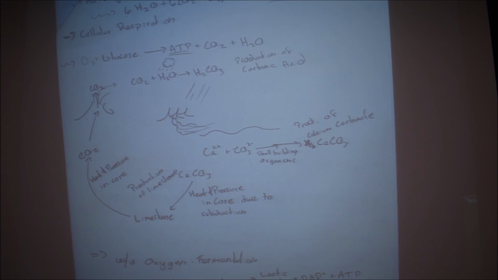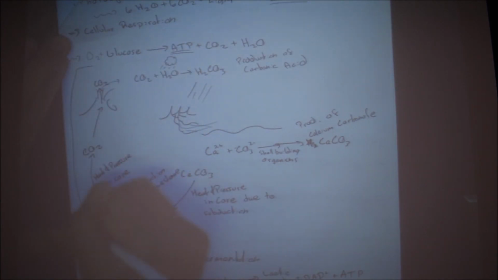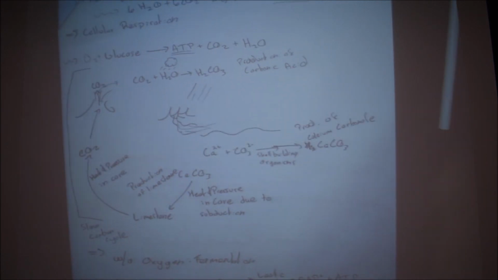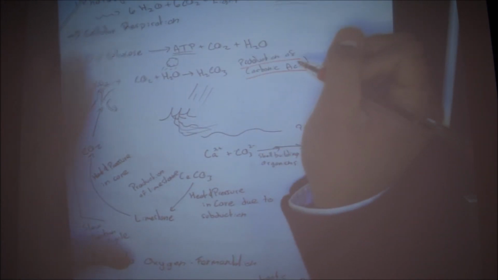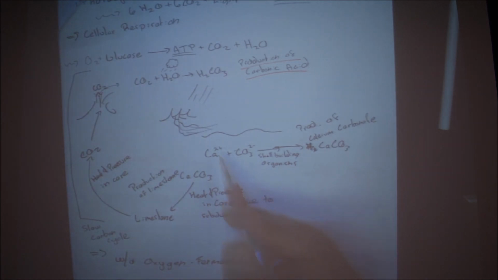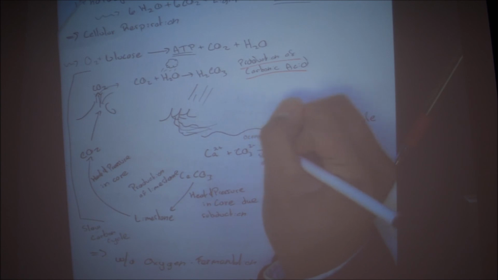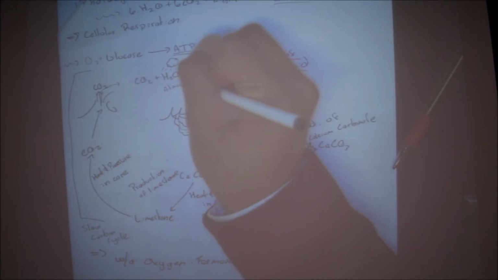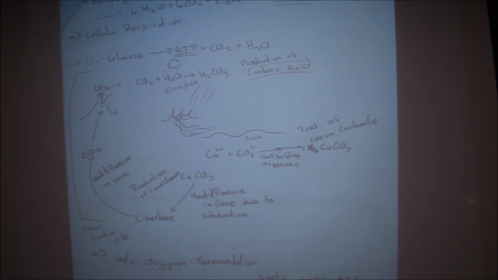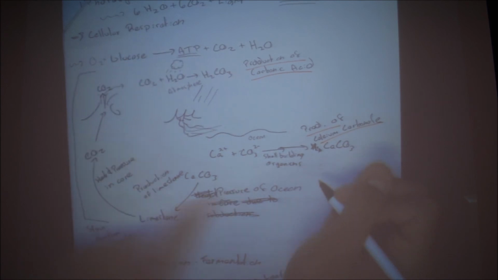Now this whole picture is the slow carbon cycle. You have a couple things going on. Right here, you have the production of carbonic acid, down here inside the ocean. Inside the ocean, you have the forming of calcium carbonate. There's a lot of information. You have the production of calcium carbonate, and then right here, the production of limestone from the ocean.